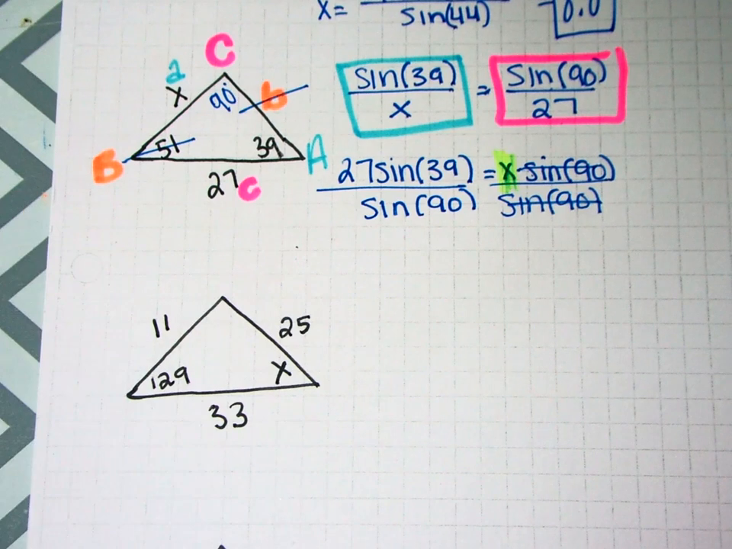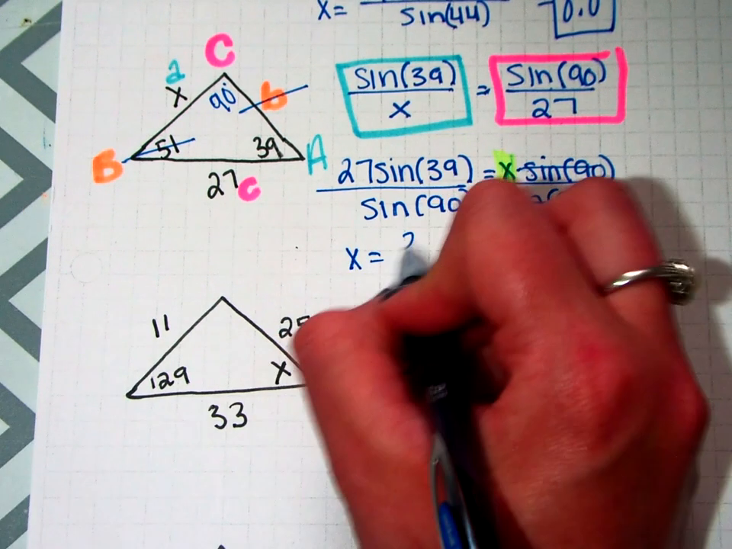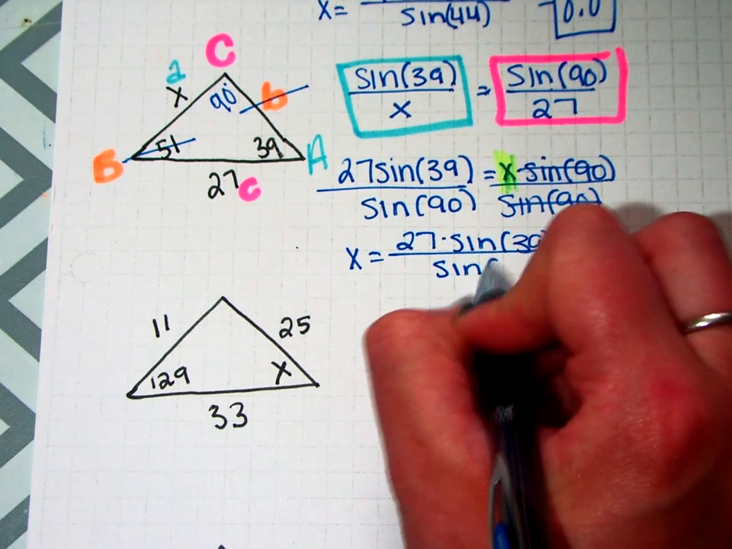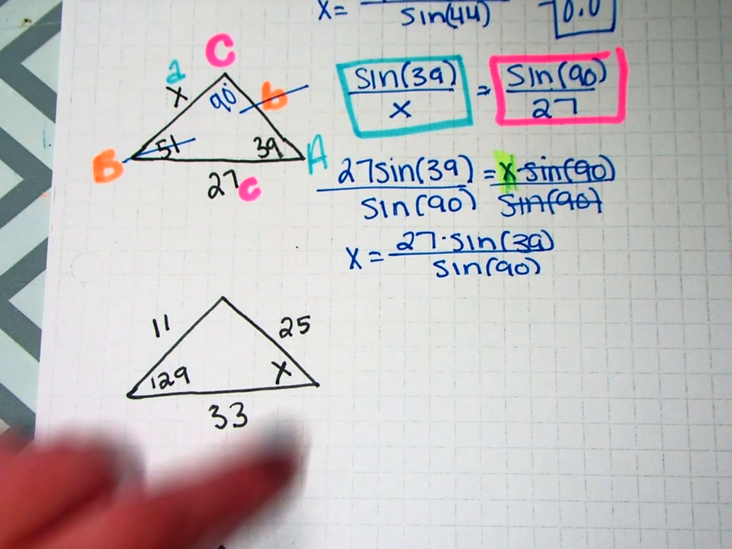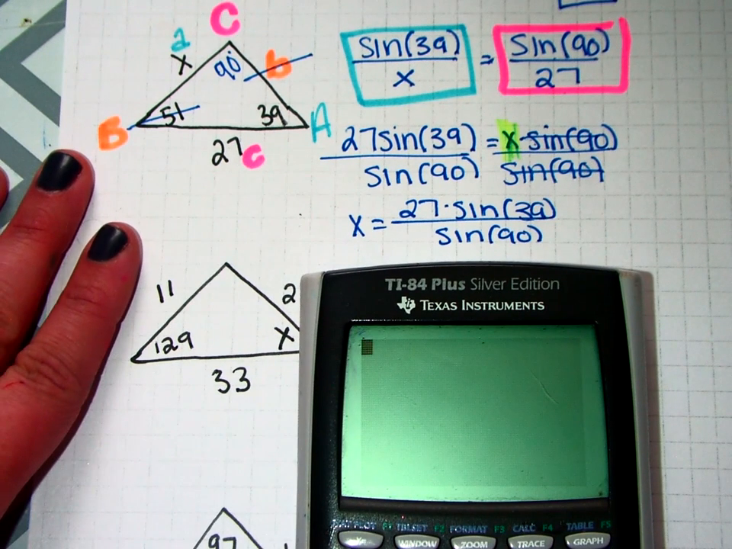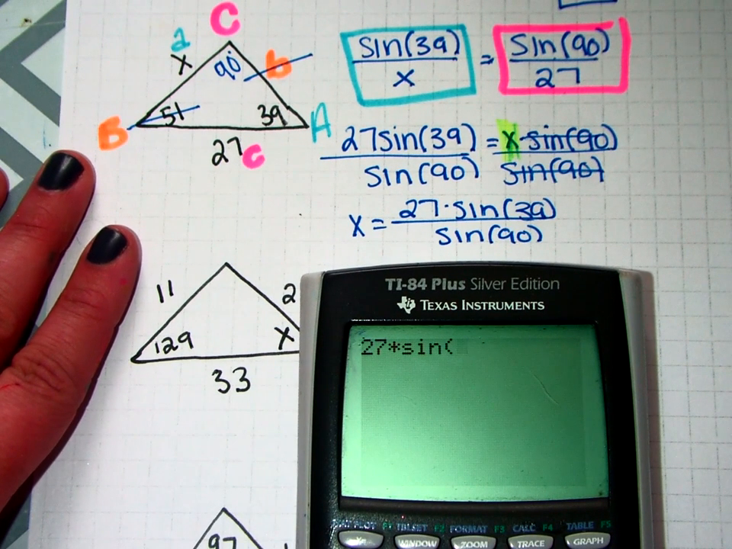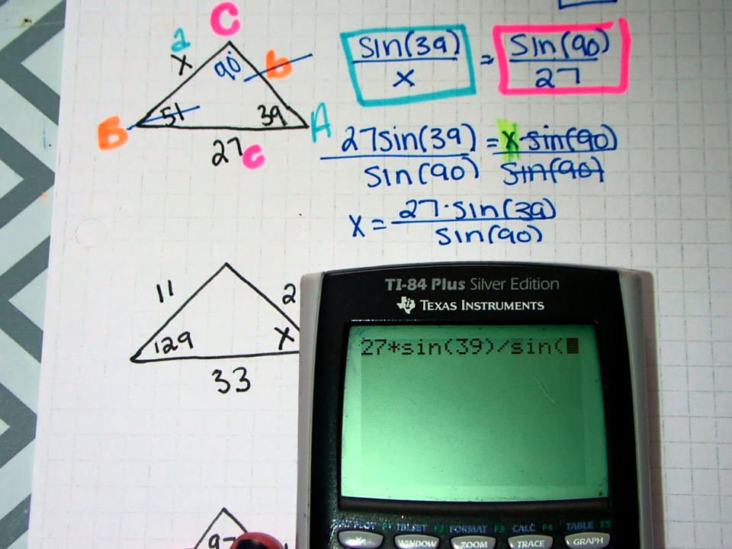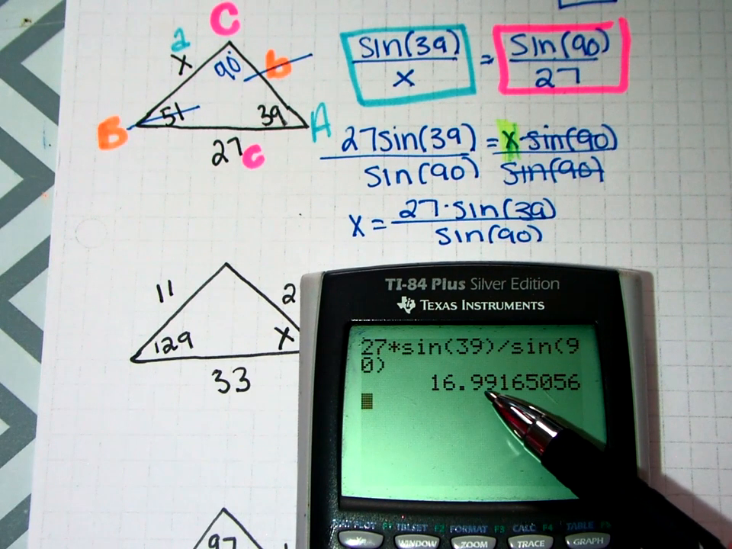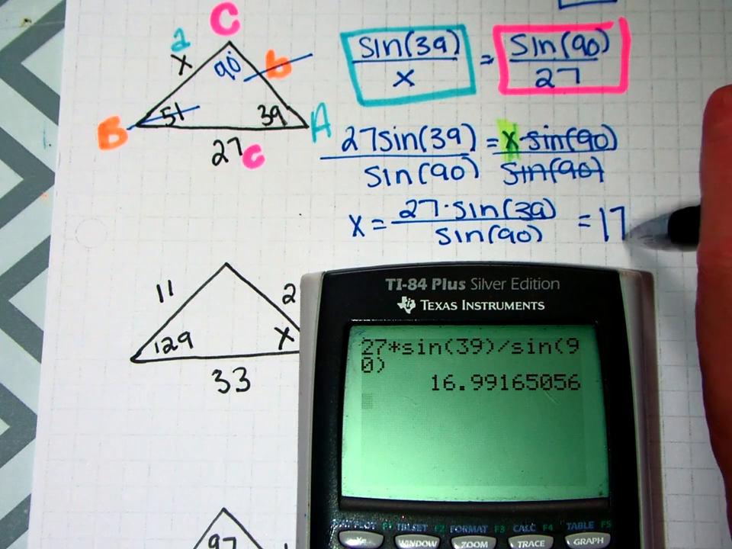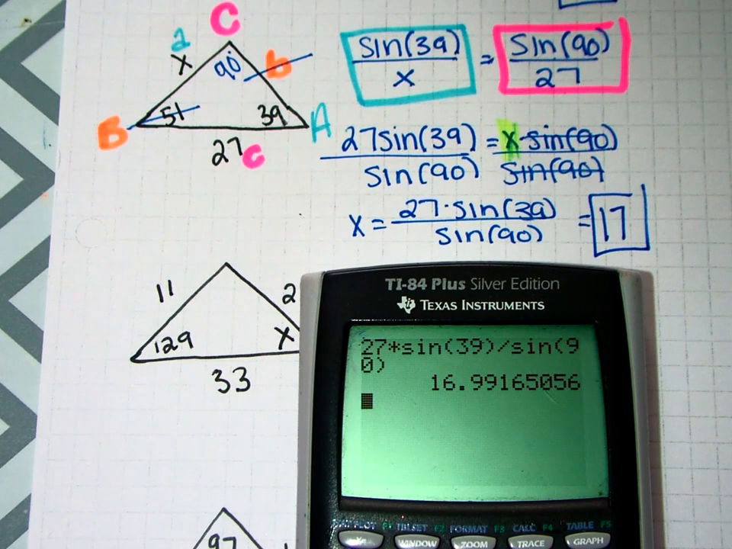Signs cancel, and I get X equals 27 times sine of 39 over sine of 90. X is now isolated, so I'm going to pick up my calculator and type it in how I see it. 27 times sine of 39, closing those parentheses, divided by sine of 90, closing parentheses. Rounding to the nearest tenth, this 9 bumps this 9 up to a 10, which bumps the 6 up to a 7. So our answer is 17.